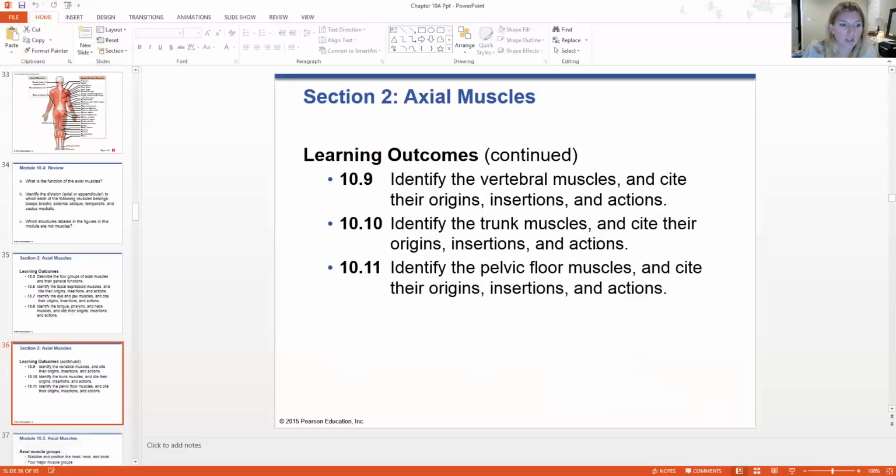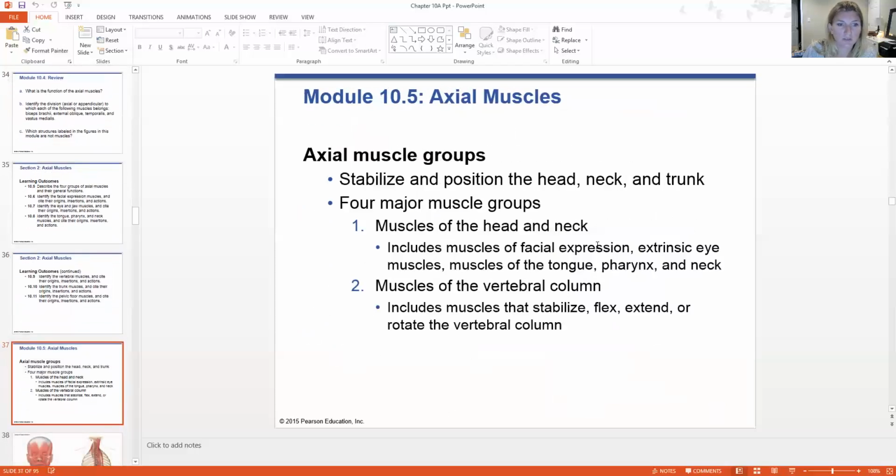Let's keep moving and shaking through these axial muscles and axial muscle groups. So axial muscles are ones that stabilize the head, neck, and trunk. There's 4 major groups to these axial muscles. You have muscles of the head and neck. This is facial expression, eye movement, tongue, pharynx, neck, right? All of this. Then you have muscles of the vertebral column. These are going to be muscles that stabilize, flex, extend, or rotate your vertebral column.